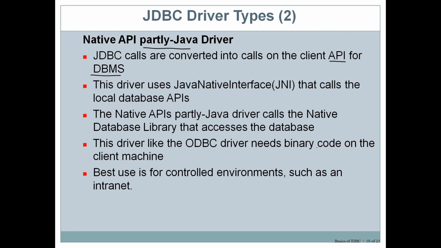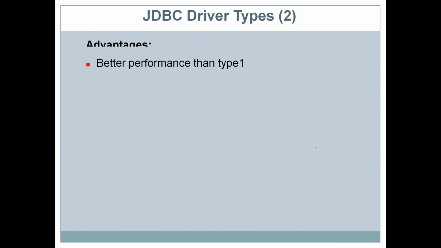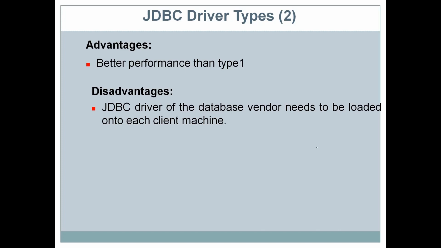The best use of this driver is in a controlled environment such as an intranet. It is a local environment where this type of driver can be used. Now the advantages: better performance than the type 1 driver. There are disadvantages as well, like the JDBC driver of the database vendor needs to be loaded on each client machine. So in this case, we have to load the JDBC driver of a database. Suppose I am connecting to Oracle, Oracle's database driver has to be loaded on the client machine.